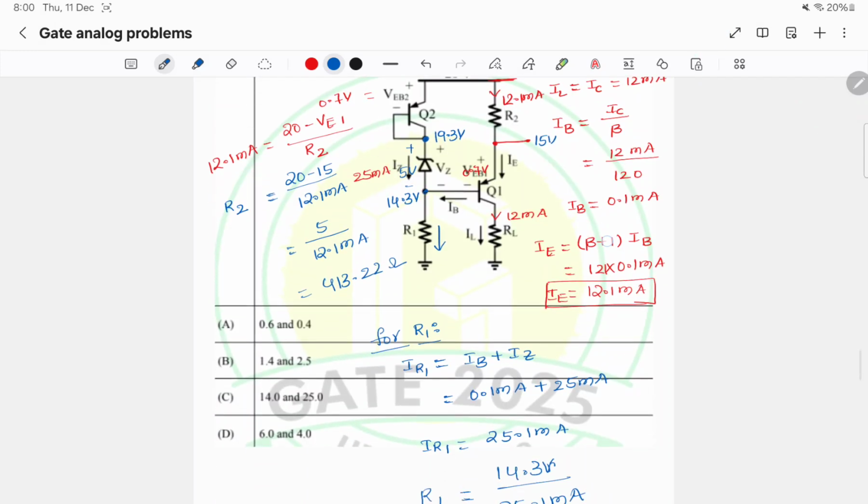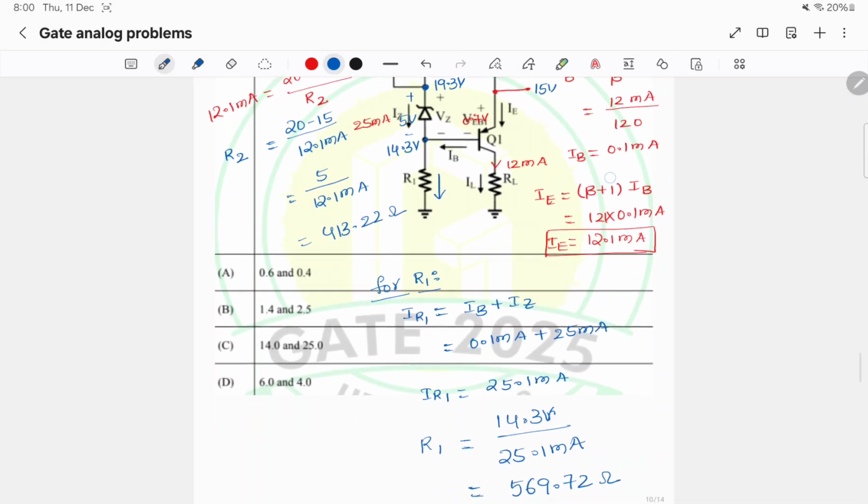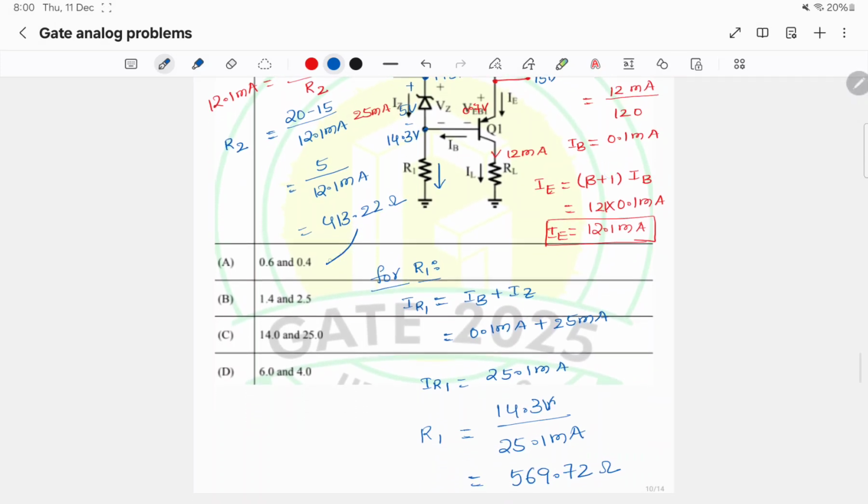If we round off these values to the nearest integers, this will be 0.6 kilo ohms, and this will be 0.4 kilo ohms. So the answer is A.